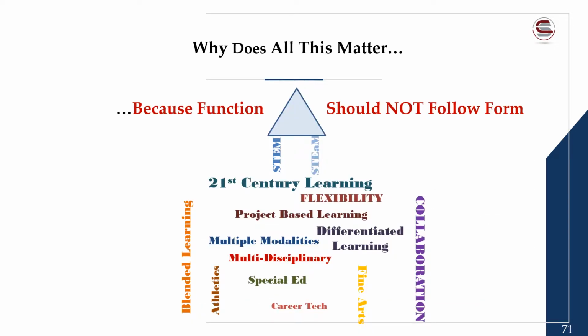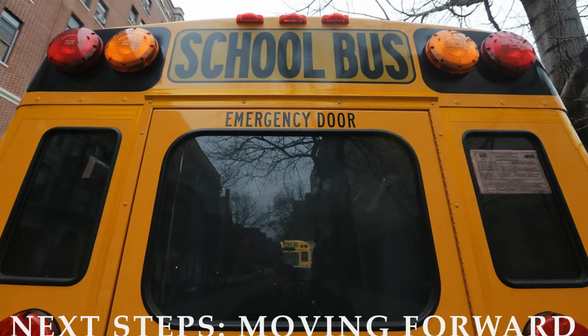So why does all this matter? Why not just design a building? Because we believe it's important that function should not follow form. Form should always follow function. And when all of these different things are being combined into what is a 21st century learning environment, you can see that there's a lot of pieces that have to be thought about before we can even start to design space. So where do we go from here?